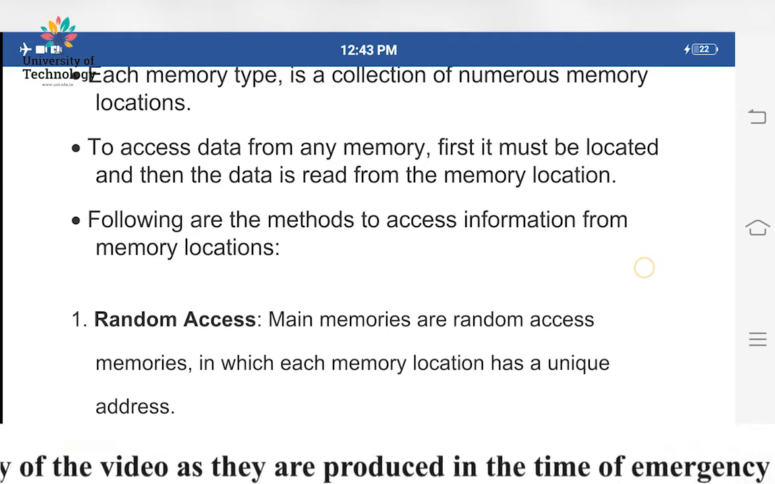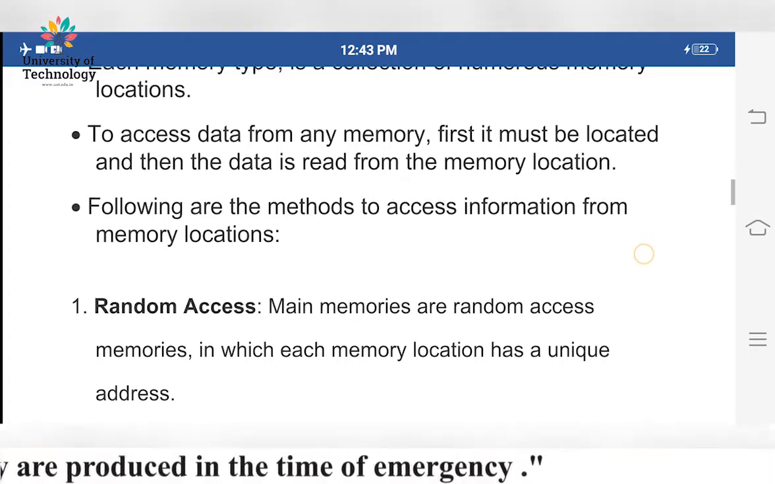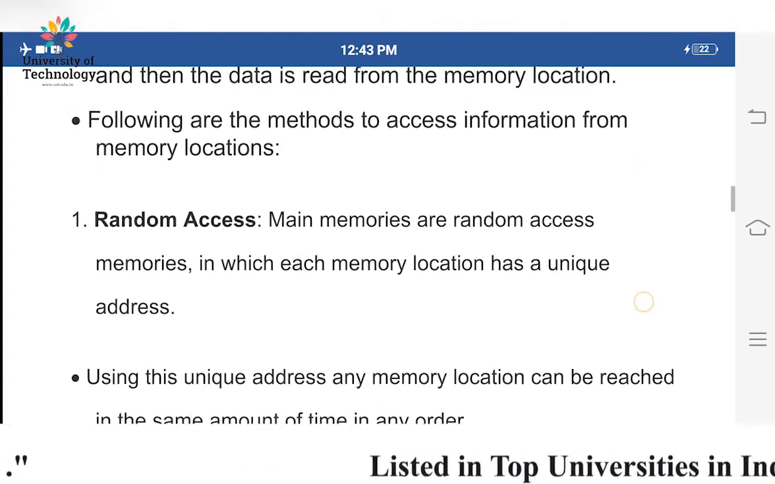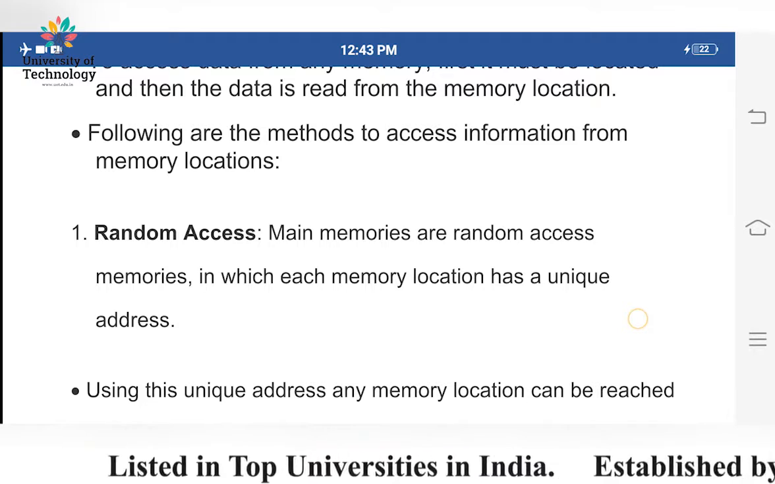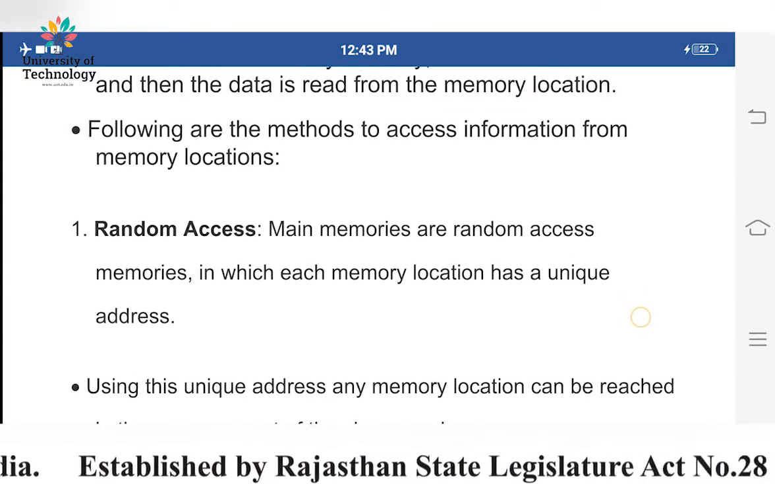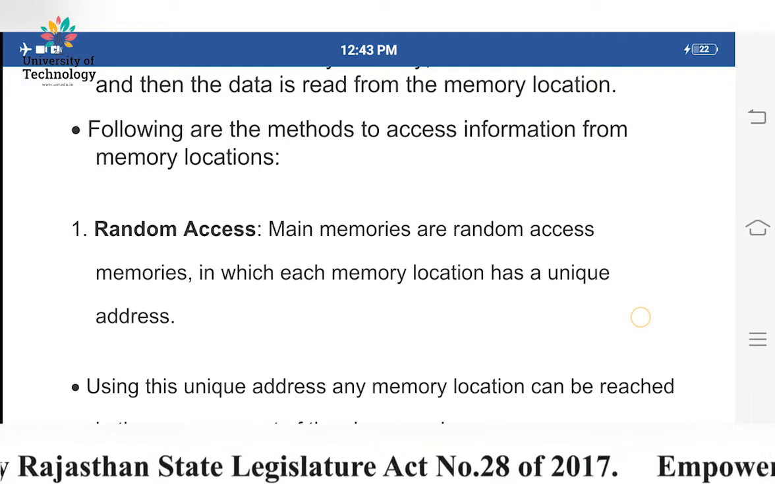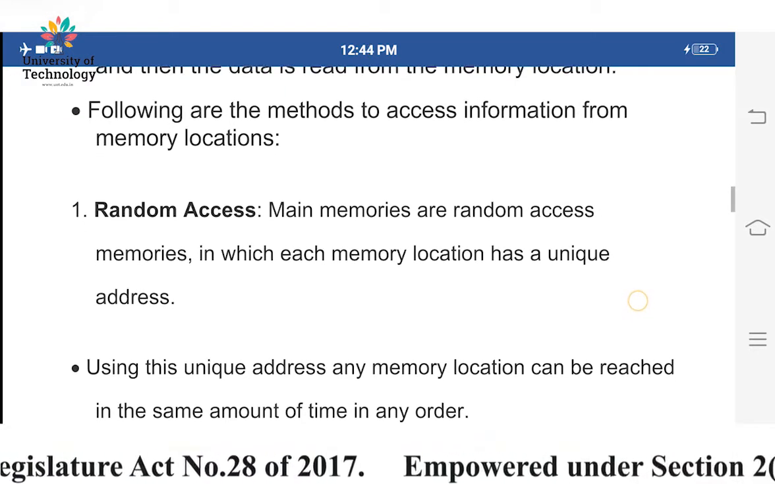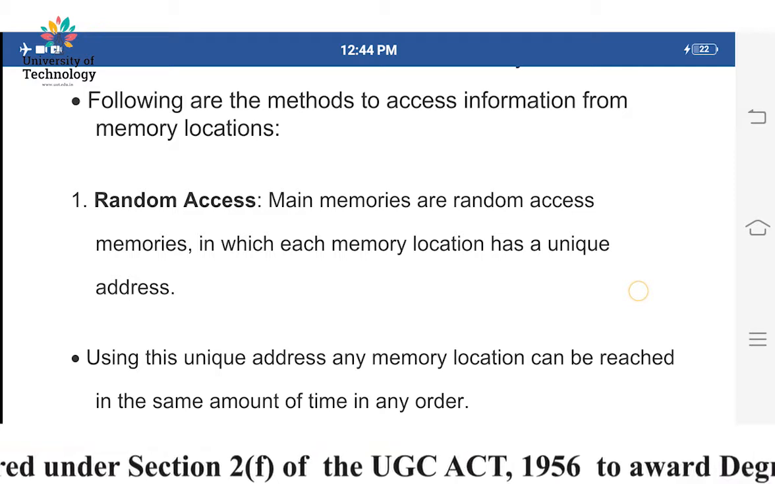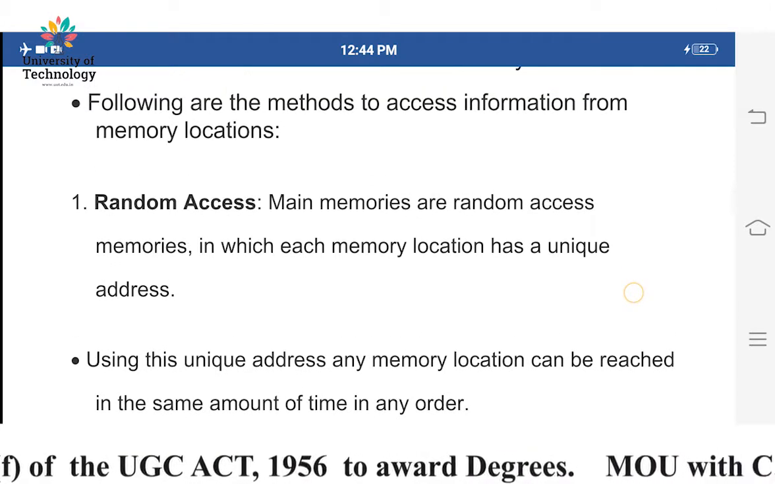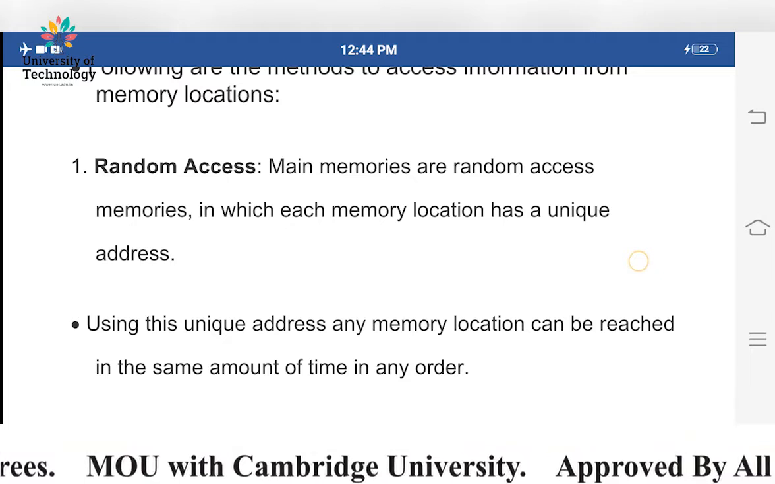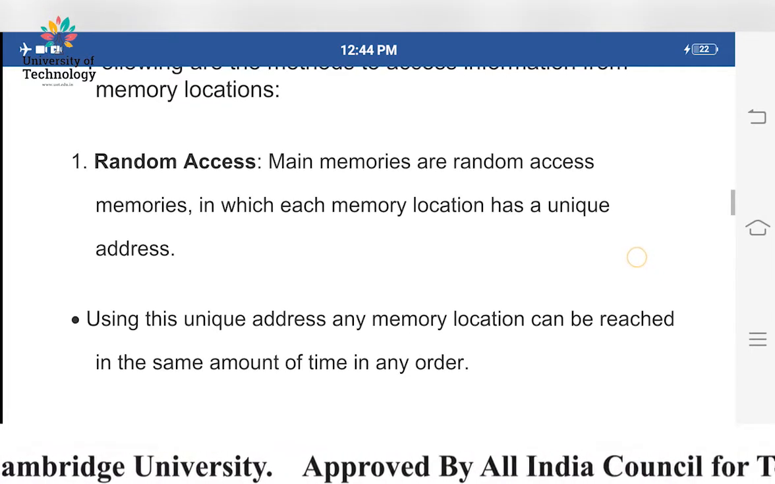Now there are the following methods to access information from a memory location. We have different types of methods by which you can read data from memory, write data to memory, or take data from memory. We are going to see what those methods are. First is random access. Now we'll understand what this random access method is all about.